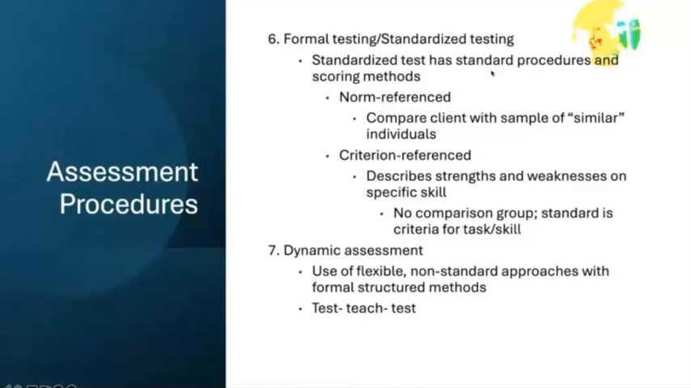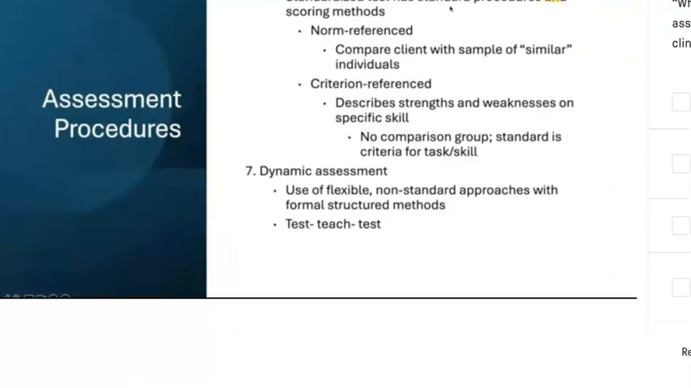And then there's criterion referenced, which are more formal tests where there are standard procedures, but you're describing strengths and weaknesses. There's not going to be a comparison grouping.